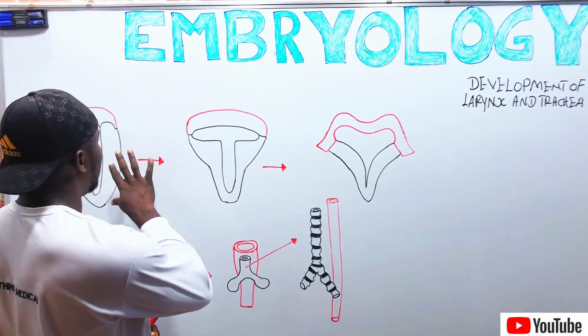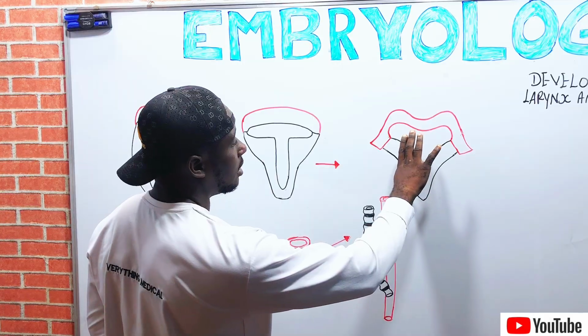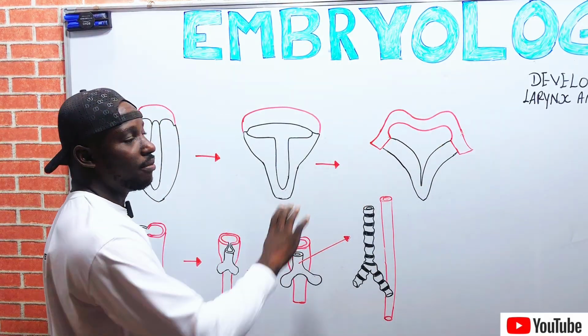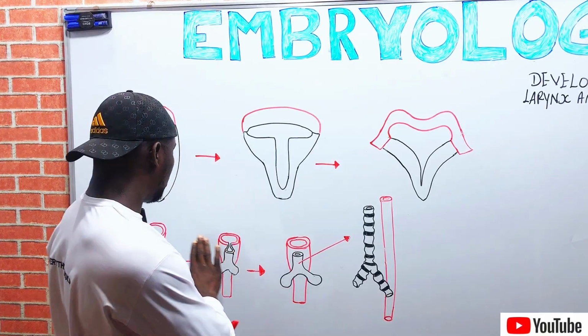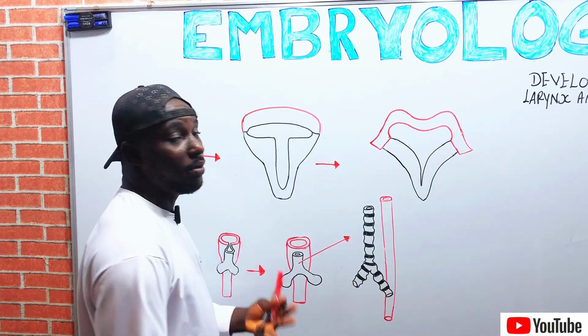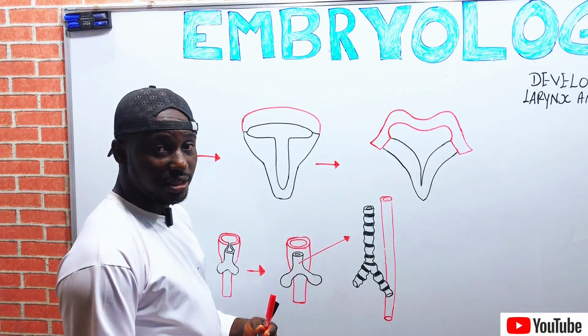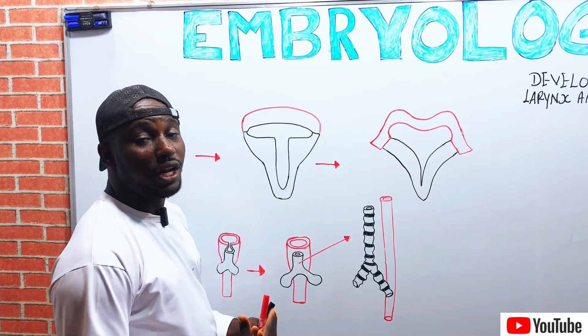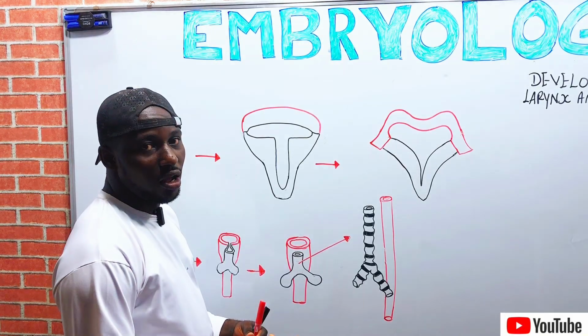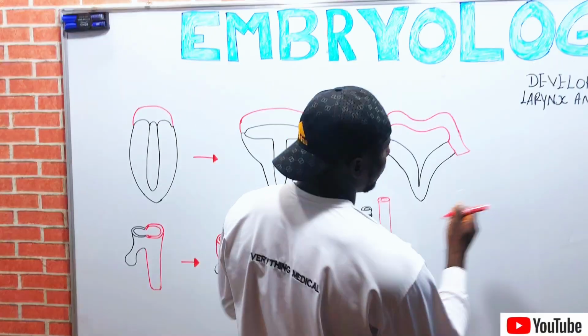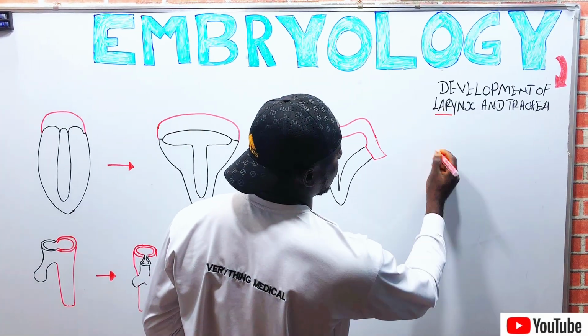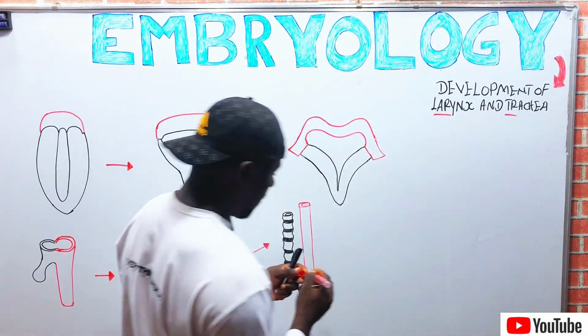This diagram here depicts the developmental processes of how the larynx evolves, while this one here depicts the developmental stages of how the trachea evolves, right? So we shall be starting from the larynx first before the trachea.